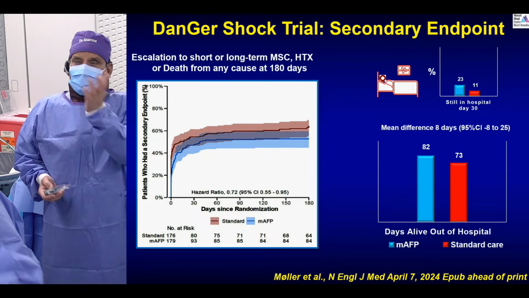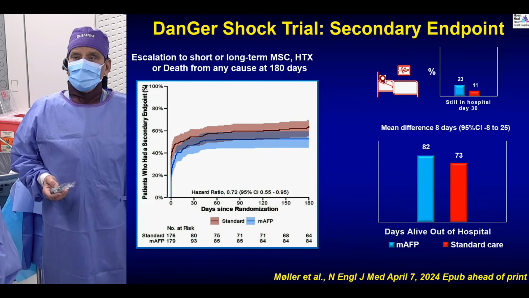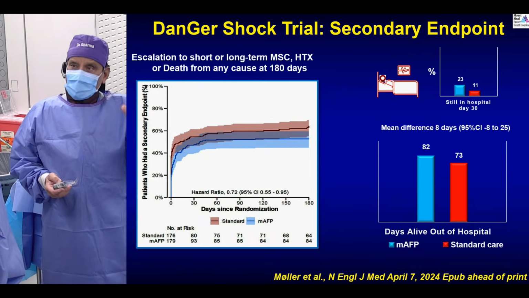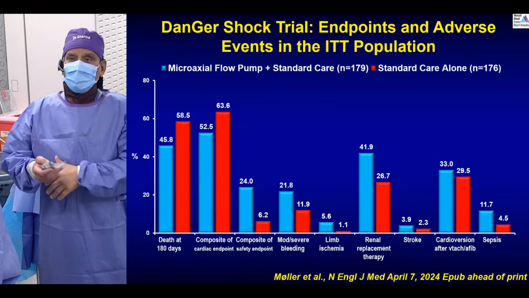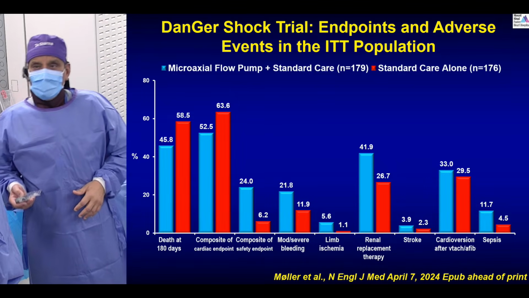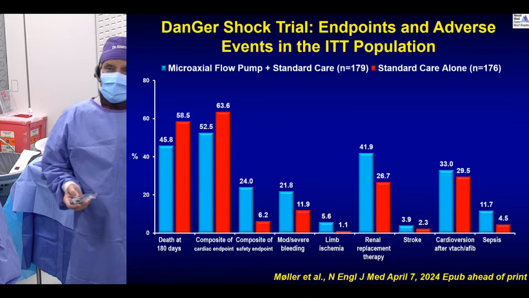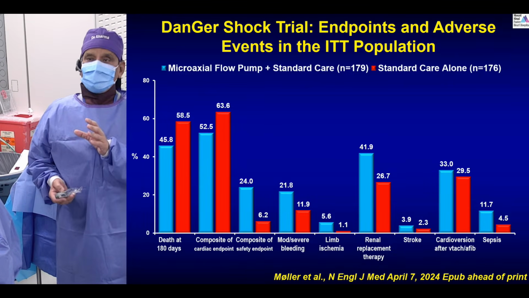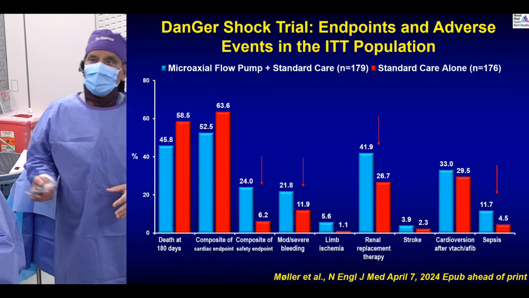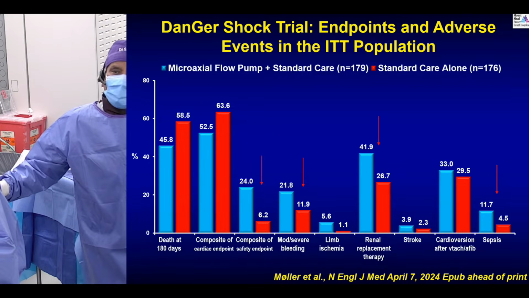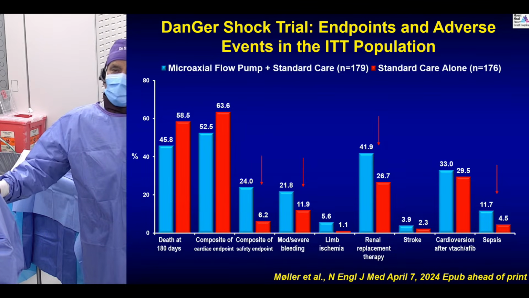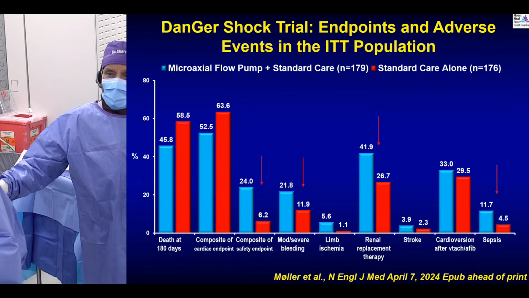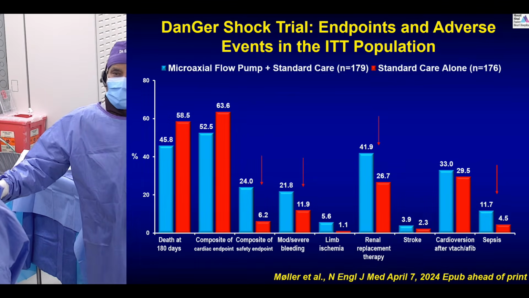And these are the days out of hospital. Basically, overall, it improved the life of the patient by days alive. So these are the individual endpoints as shown here. So while the first line looks great, which is the death at 180 days, it comes with some price. And what is the price? As you can see here, that safety endpoint. So safety was compromised, which we understand because of the large bore size and the higher bleeding, higher limb ischemia, sepsis, and renal replacement therapy.